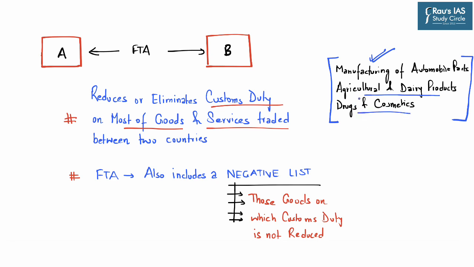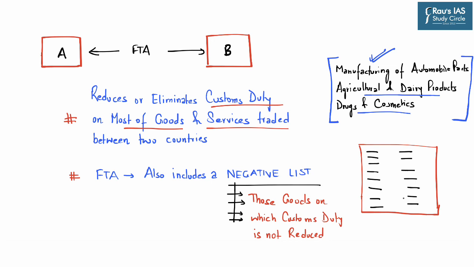So for all these various products, both countries will agree to a minimal customs duty or eliminate customs duty altogether. However, there might be certain other goods or services which are also exchanged or traded between countries A and B, and if these goods and services are put under the negative list, then the customs duty remains the same. So free trade agreements generally have a far-reaching impact on the economy and also on society. And because of its greater impact on the economy and society, one expects greater transparency and scrutiny of the FTA process during and after the negotiations.